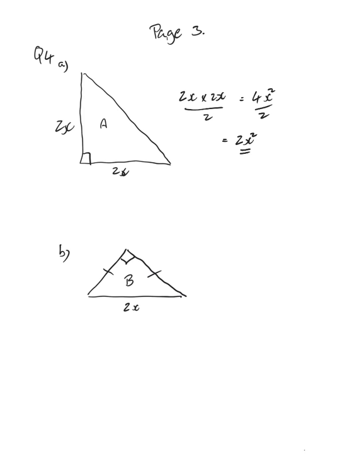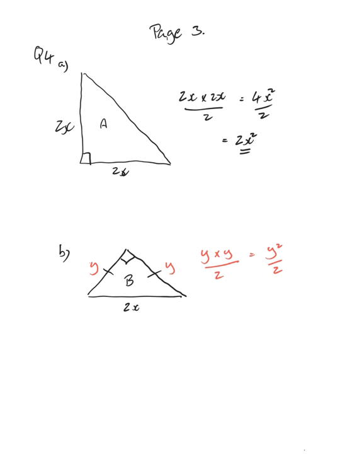Then if we look at the second one, this is slightly harder. They've given us the hypotenuse here, but it is a right-angled isosceles triangle. So if we call each of the other sides y, what do we know? We know that the area of the triangle is y times y divided by 2. So that's y squared over 2.